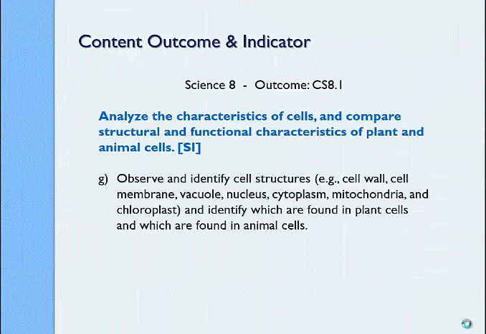So for an example, I took this content outcome and indicator from the Saskatchewan curriculum, grade 8 science. The outcome is to analyze the characteristics of cells and compare structural and functional characteristics of plant and animal cells. And the indicator I chose was: observe and identify cell structures, for example, cell wall, cell membrane, vacuoles, etc., and identify which are found in plant cells and which are found in animal cells. This sounds actually fairly language-based because it has the words observe and identify, but it's still a very general statement. And for language objectives, we want something more specific.